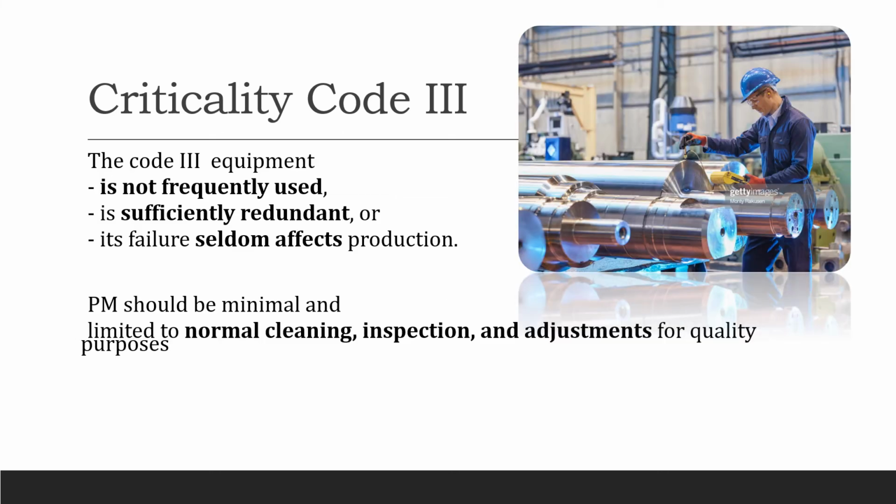The next one is Code 3. These equipment are not frequently used. Code 3 equipment is sufficiently redundant because they have redundancy, meaning the backup is there, and/or its failure seldom affects the production. Meaning even if it fails, the production will keep on going. The preventive maintenance should be minimal and limited to normal cleaning, inspection, and adjustment for quality purposes.